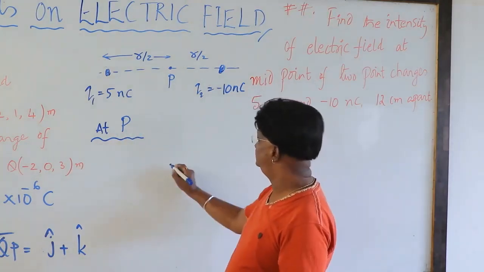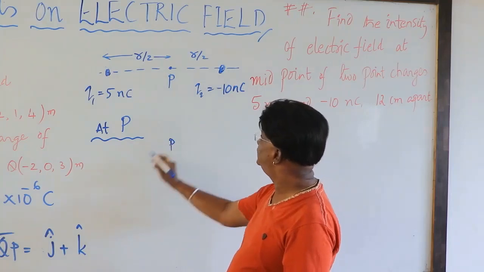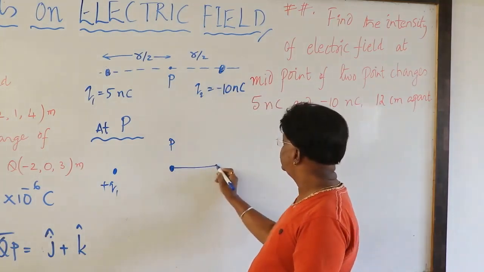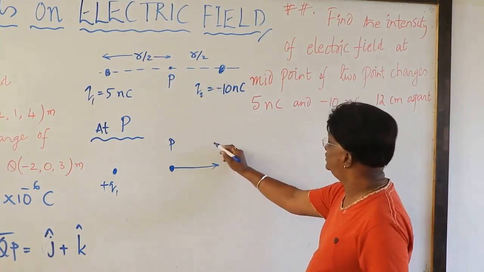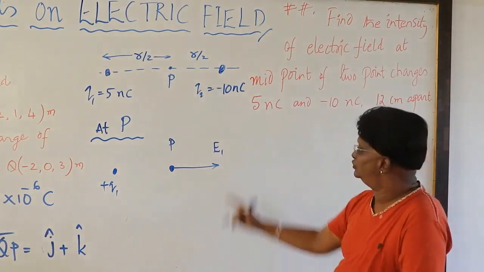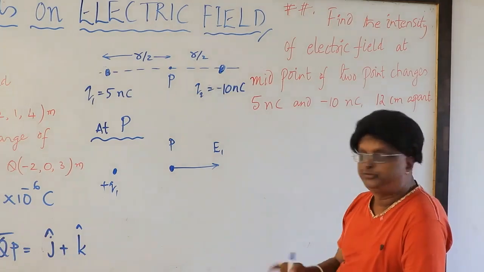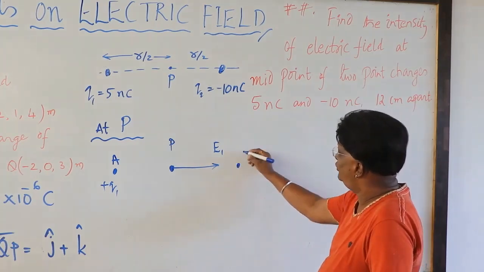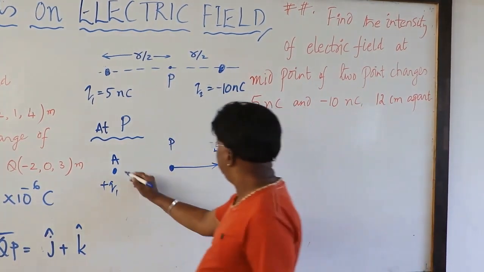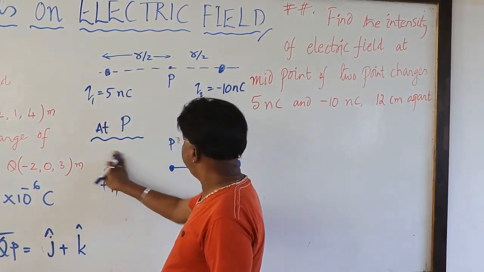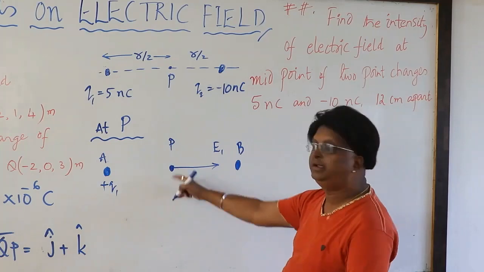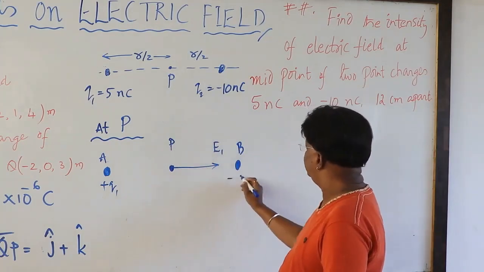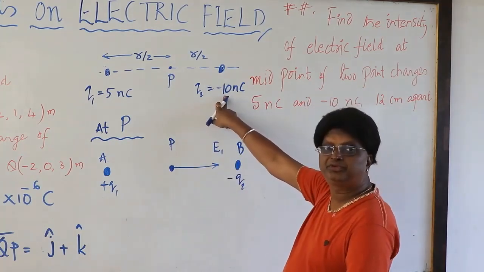At this point P, this is Q1, which is a positive charge. Therefore, electric field is away from the positive charge. This is E1 due to Q1. Let us give the names: this is the point A and suppose this is the point B, the 2 point charges at A and B, and we are finding the net intensity at P, the midpoint. We have told this is E1 due to Q1, and the second charge Q2 is going to be the negative charge here, you see.